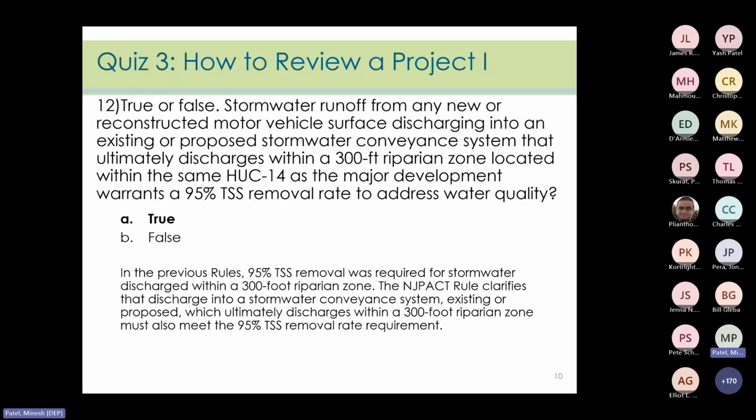So in the previous rules, 95% TSS removal was required for stormwater that's discharged within a 300-foot riparian zone. But the NJ PACT rule is clarifying now that discharge into a stormwater conveyance system, existing or proposed, that will ultimately discharge within a 300-foot riparian zone must also meet this 95% TSS removal rate requirement.